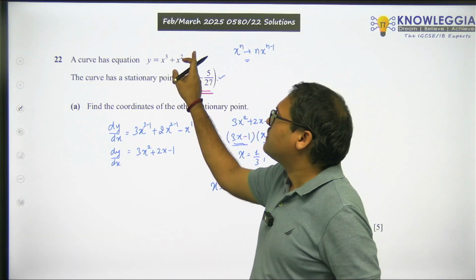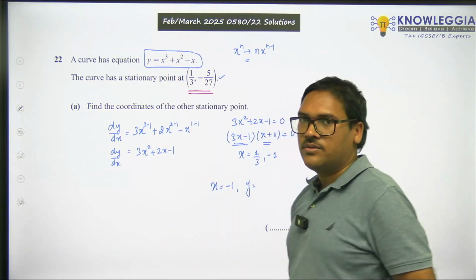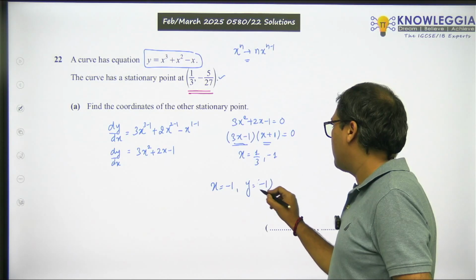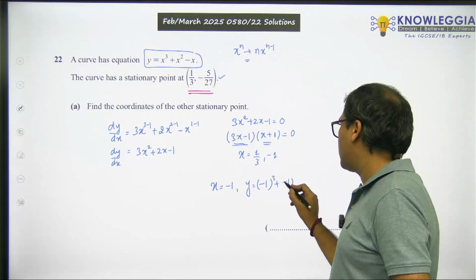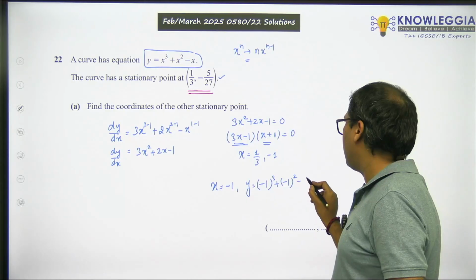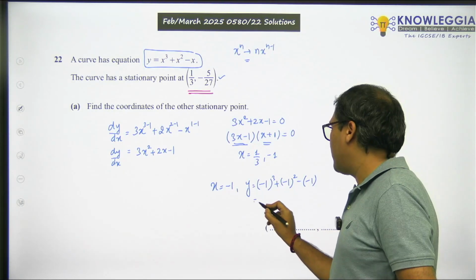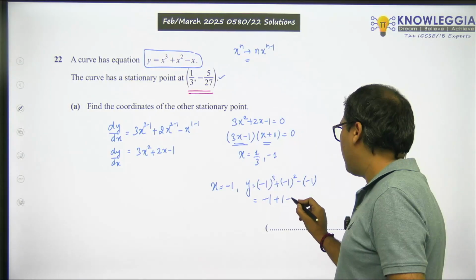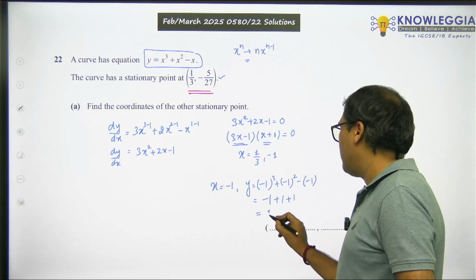So put x equal to minus 1 in the equation of the curve. If I put minus 1 here, this is minus 1 cube plus minus 1 square, and this is minus of minus 1. What is minus 1 cube? This is minus 1. Minus 1 square is plus 1. And this is plus. So this is equal to 1.